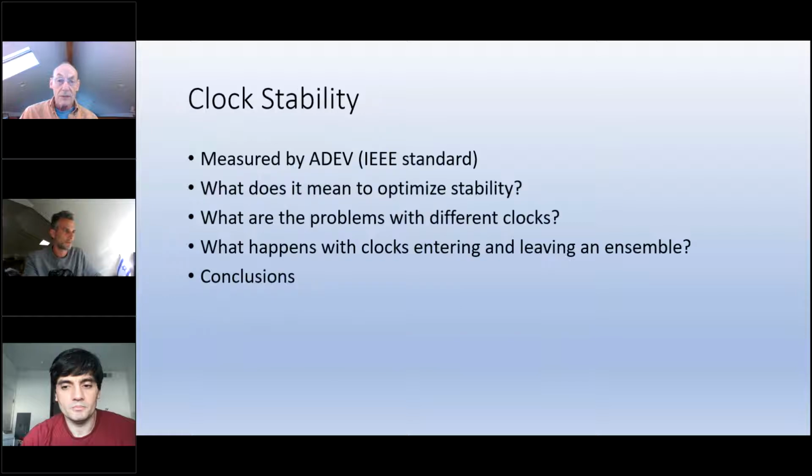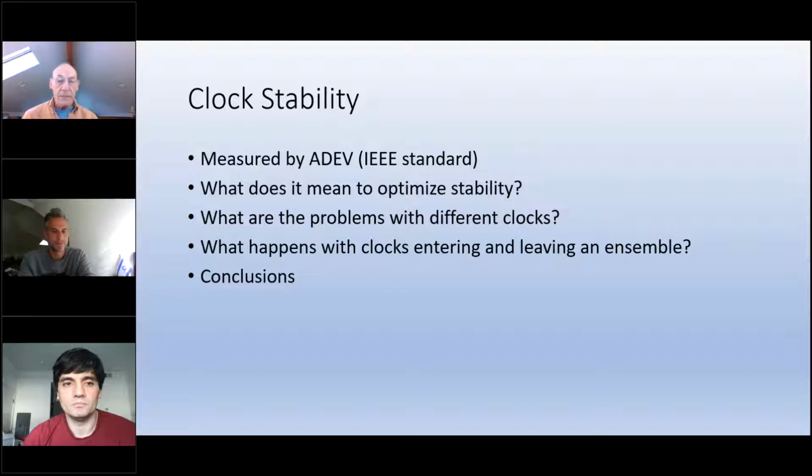You can detect errors. Okay, so what is clock stability? The way you define the stability of a clock is using the Allan deviation. That's an IEEE standard. It's been that way for some 40 or 50 years.